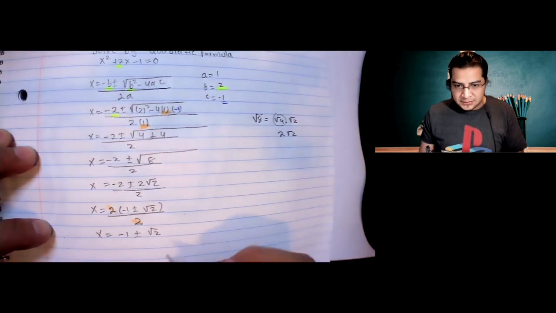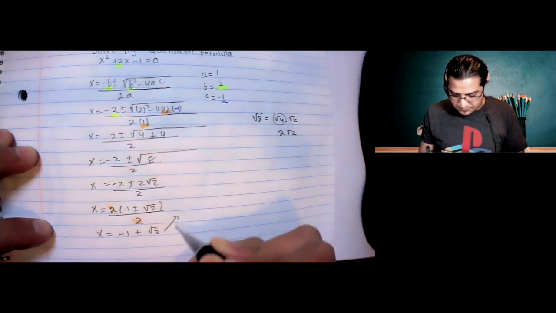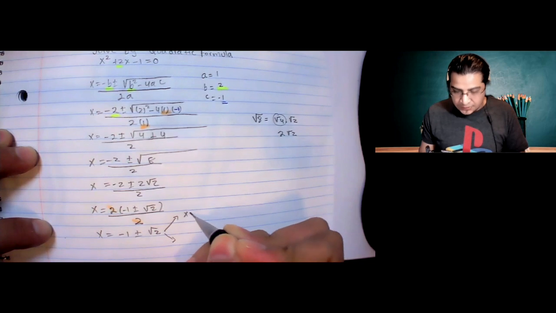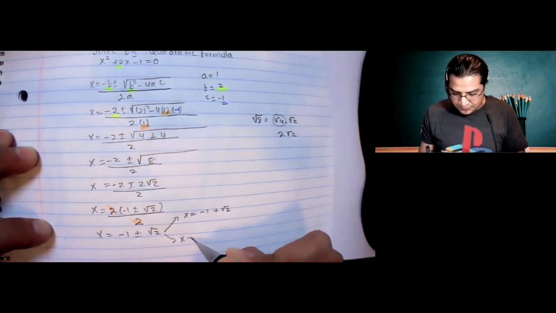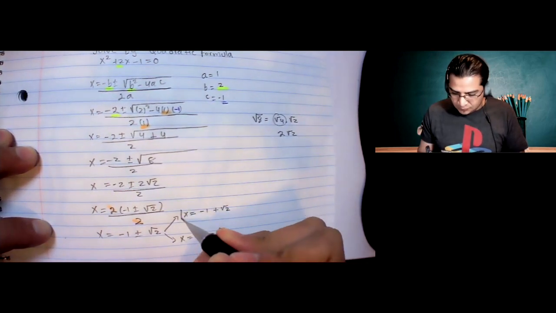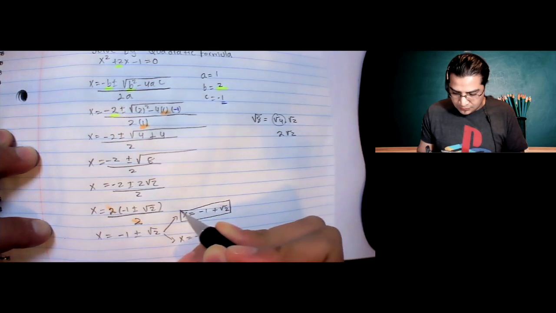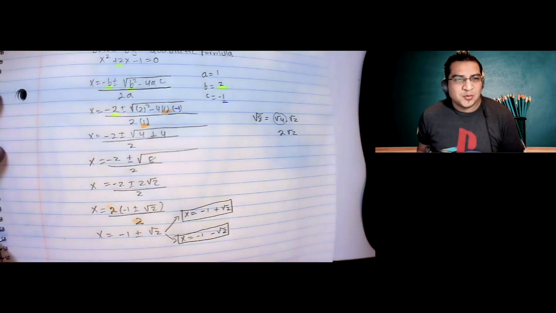And I think that's it. If you want to split it into 2 parts, you can. I'll still do it. This will be x equals -1 plus rad 2, or x equals -1 minus rad 2. And those are my 2 answers here. Those are my 2 real solutions.